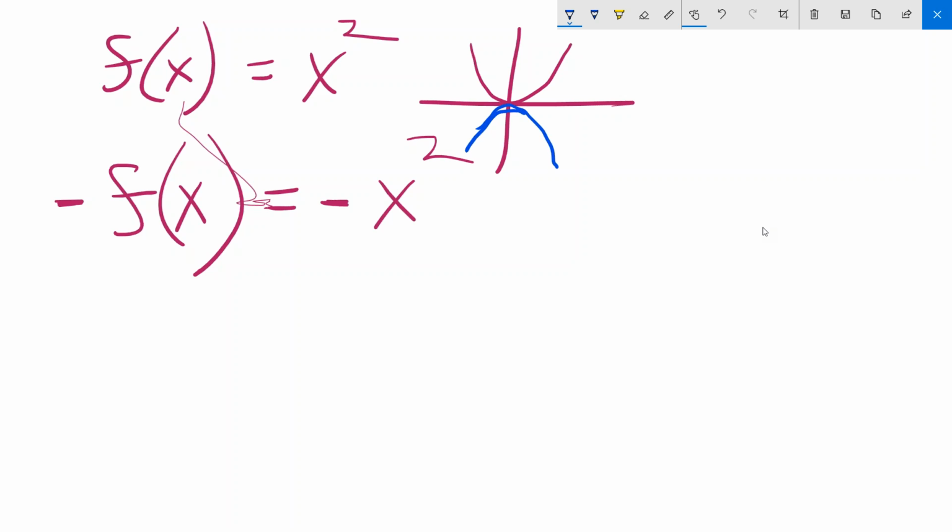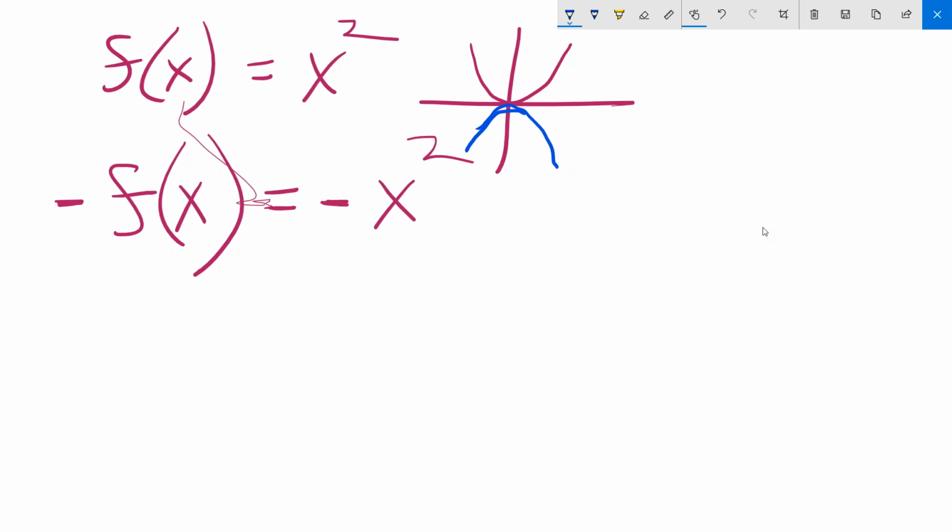Notice how I get the blue line. I take the red line and I flop it over the x-axis, right? That's a vertical reflection, as opposed to a horizontal reflection, where I take that red line and rotate it about the y-axis. We'll talk about that in a moment.